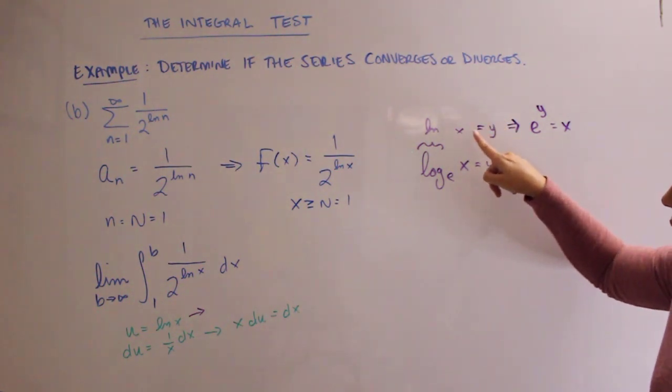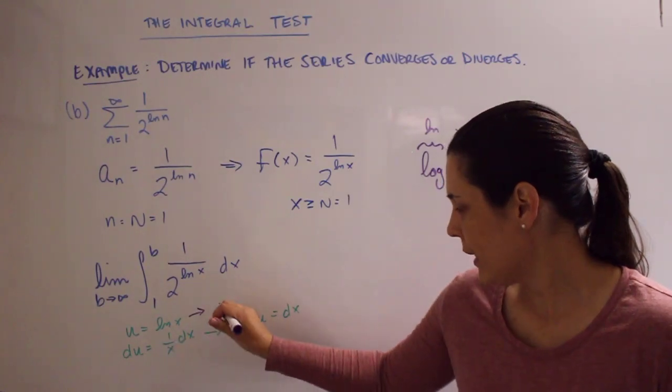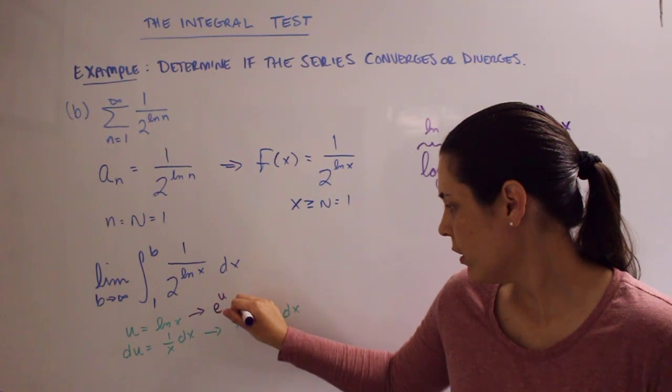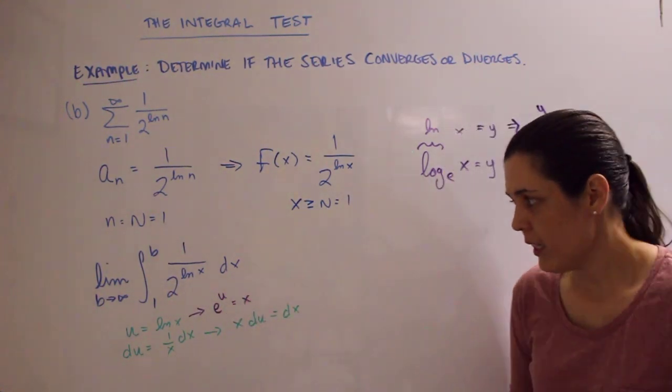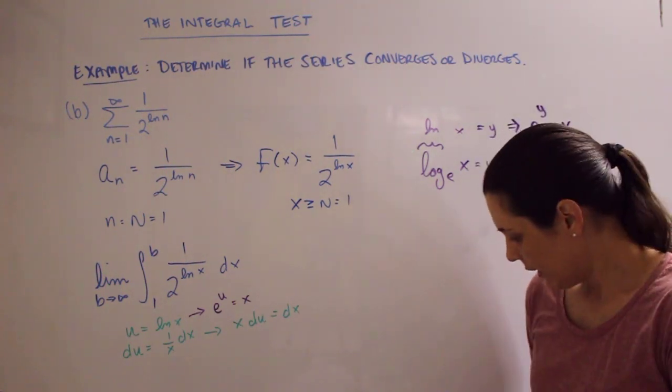It equals the exponent on e. So back here, that's telling me that ln x equals the exponent, e to the u equals x. If you remembered that, that's great. If you didn't, hopefully that makes sense. And then let's keep going.